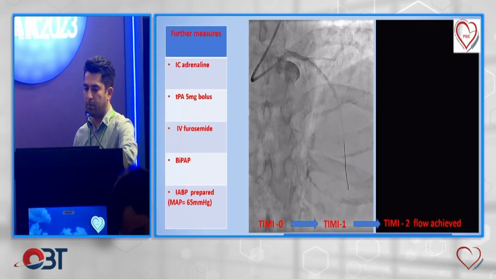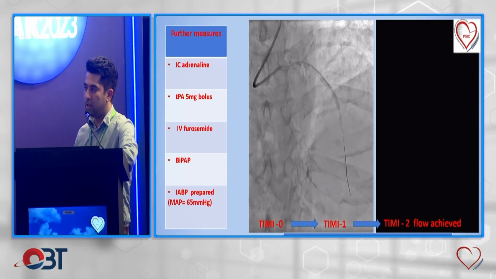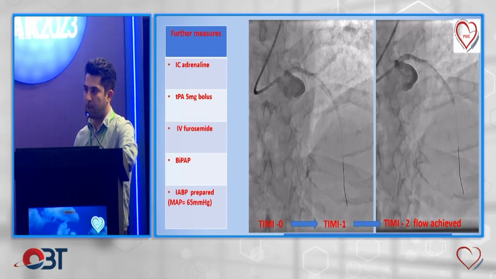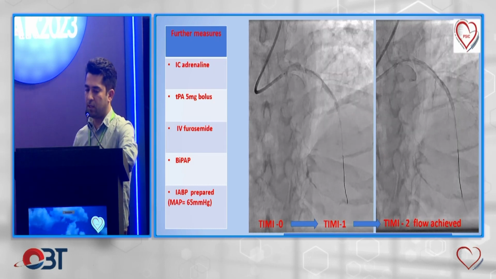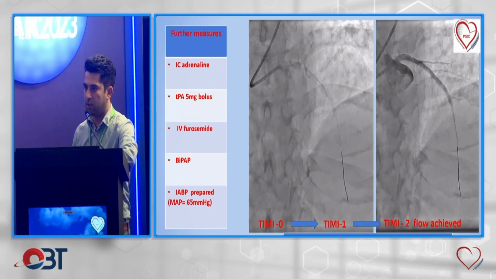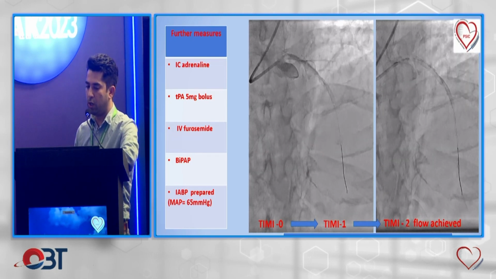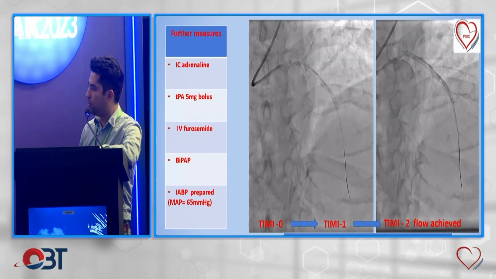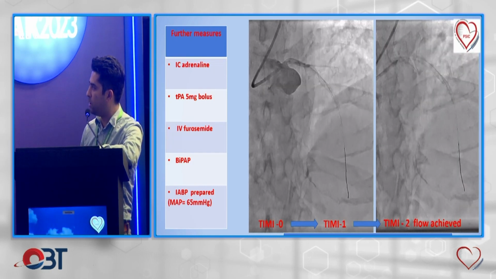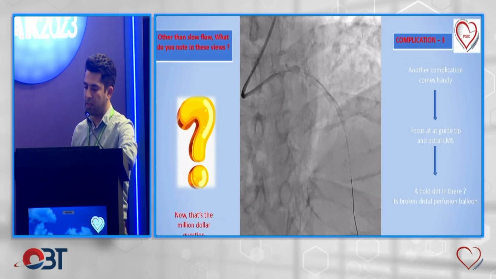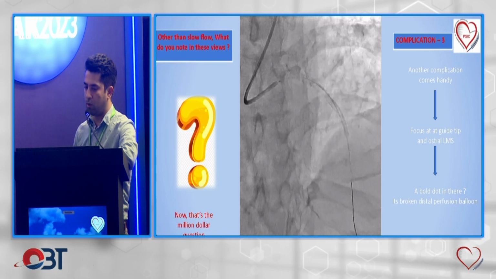So we took further measures: intracoronary adrenaline, TPA 5 milligram bolus, and IV furosemide. The patient was provided with BiPAP. IABP was prepared, but the mean arterial pressure was 65 millimeters of mercury, so we couldn't see the need. Here we can see that from TIMI 0, the flow became TIMI 1, then 2, and the flow we achieved here was better. The ST segments also became normal.